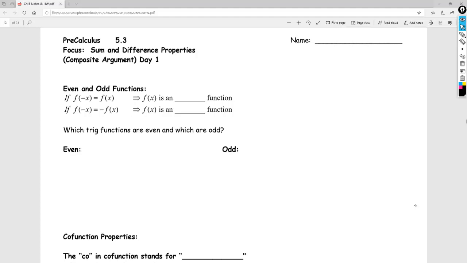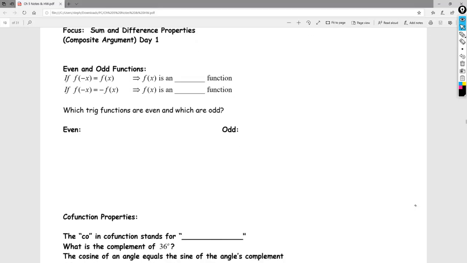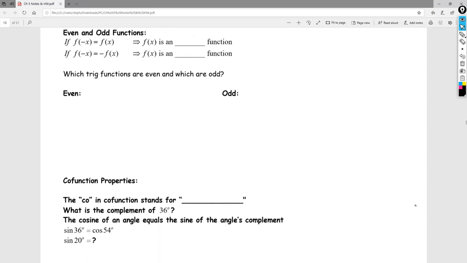Everyone, we are talking about sum and difference properties of trigonometric functions. So first we're going to start with a review of even and odd. If you remember from back with functions, if we plug in a negative x and we receive the exact same function back, then this is an example of an even function. If we plug in negative x and we receive the exact opposite function back, that's how we prove that this function is odd.